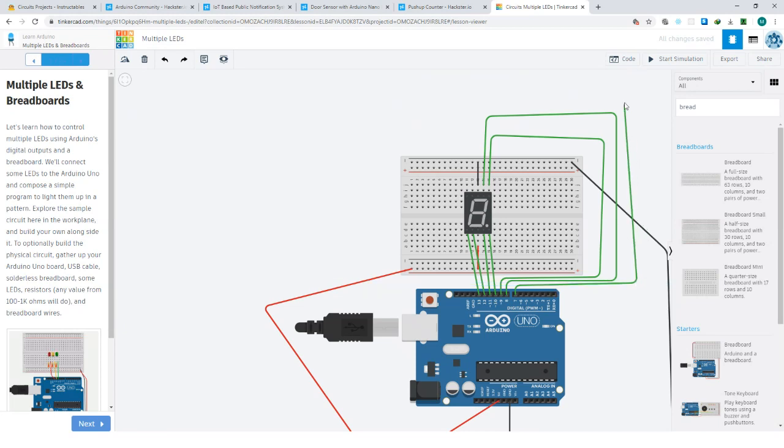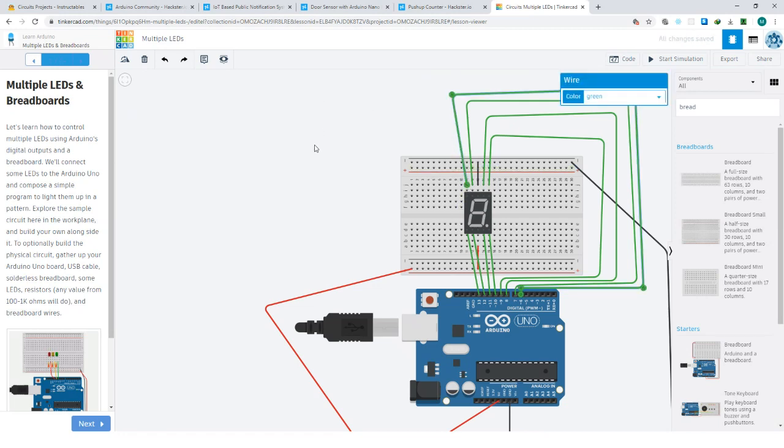Let this one go up and come here. Then again, number 6. Let number 6 come here. And so all the pins are now connected. All the pins are now connected, as you can see. So we are good to go.